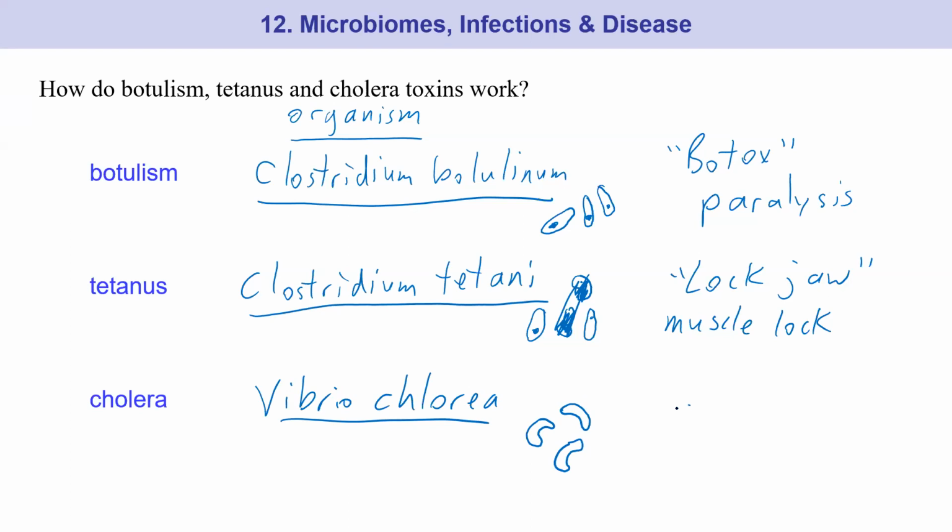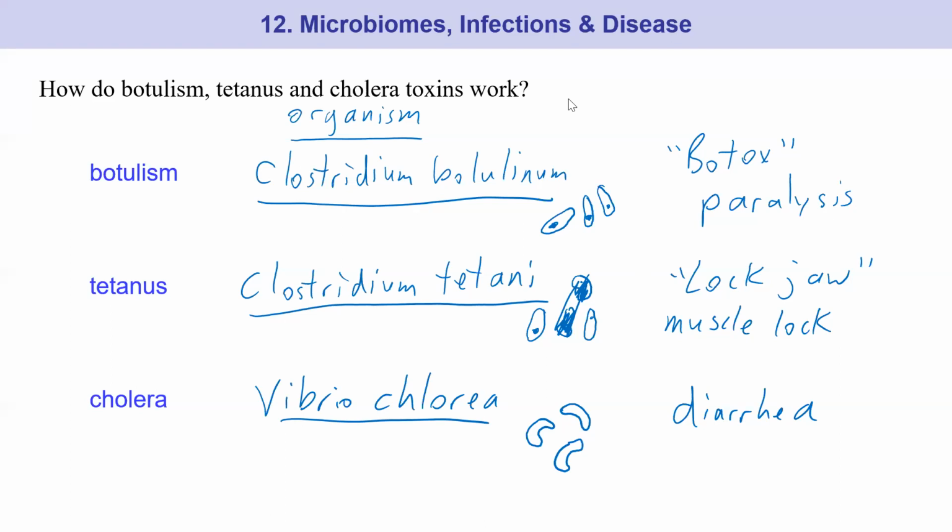And this causes very, very profuse diarrhea. Some people can get dehydrated and die from cholera within 24 hours. The treatment is usually actually just rehydration, and rehydration with lots of salts, because you're not just losing water, but you're losing electrolytes as well.